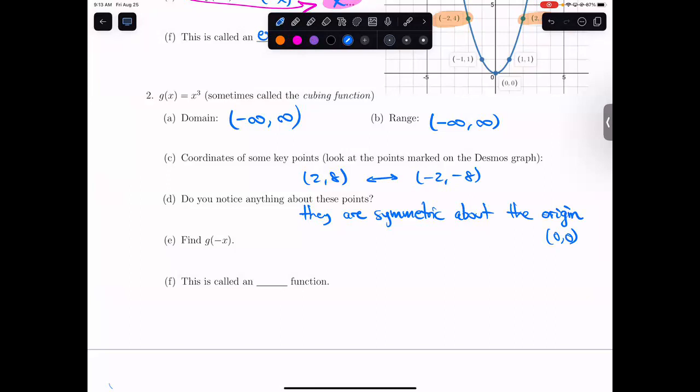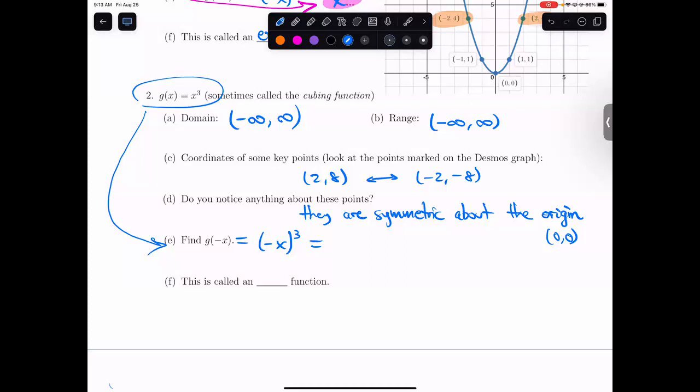Let's call it the origin because it sounds cool. Okay. What about what the algebra is going to look like for this? G of x is this cubic function. What does g of -x look like? If I replace everywhere there's an x, I put a -x in, and then look for anything we can do to simplify or clean that up. What's that going to look like?